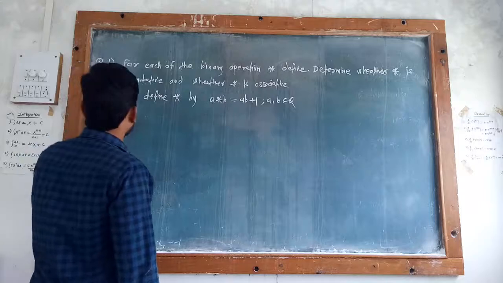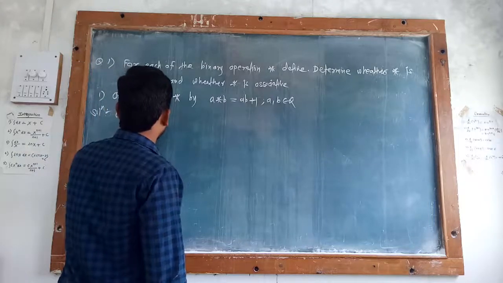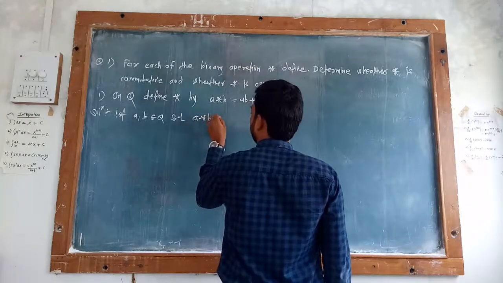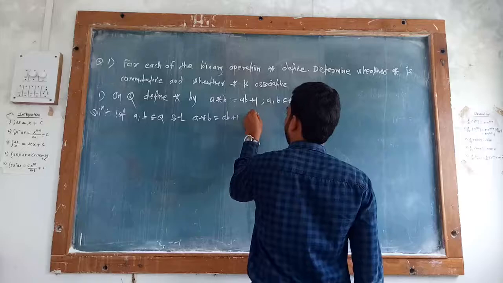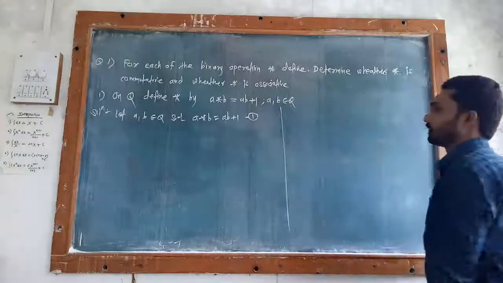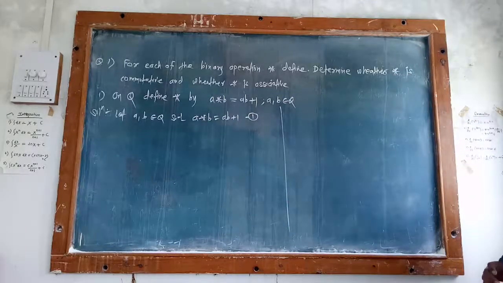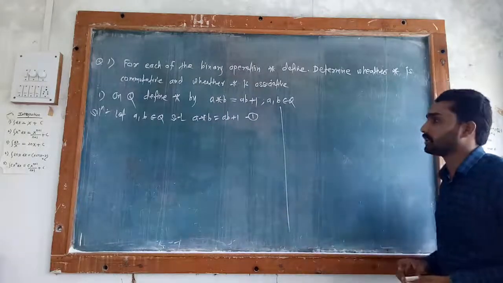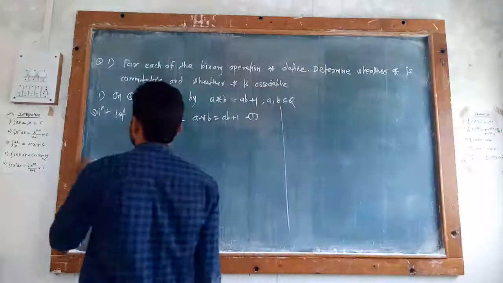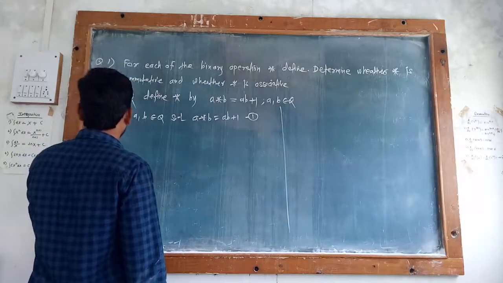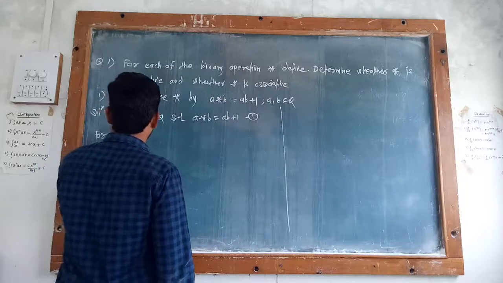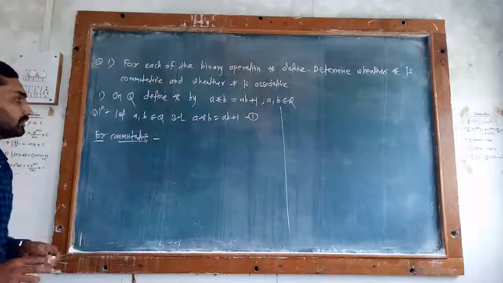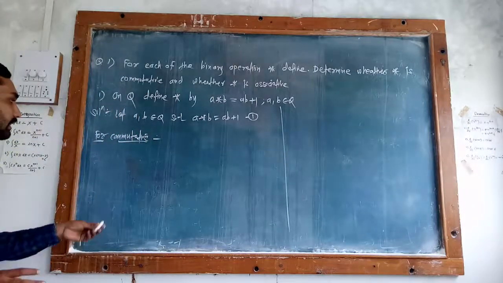Let A, B belong to Q such that A star B equals AB plus 1, call this equation 1. What am I writing? Let A and B be any rational numbers such that A star B equals AB plus 1, that is your given equation 1. Okay. For commutative, first check that star is commutative.